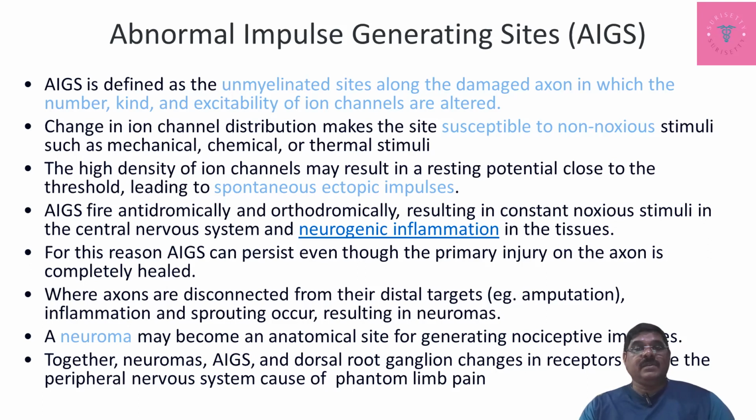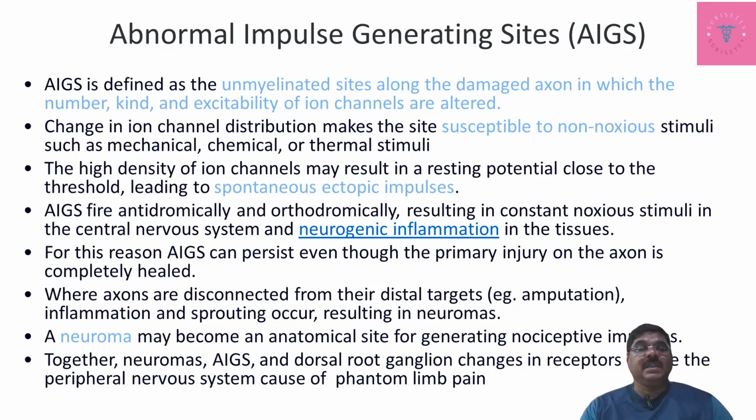If there is any stimulation, the resting membrane potential has to change. It is usually -70 or -90. The -90 will go up to -50, so the resting membrane potential approaches the threshold potential due to the ionic changes. Whenever the resting membrane potential is close to the threshold potential, easy firing and spontaneous ectopic impulses will occur. The AIGS will fire antidromically and orthodromically, resulting in constant noxious stimuli in the central nervous system and causing neurogenic inflammation in the tissues.